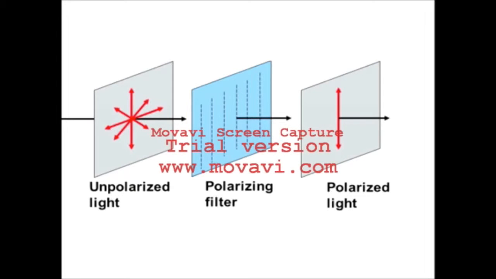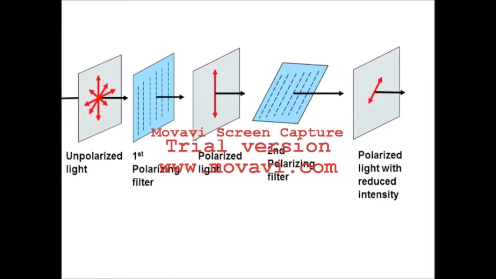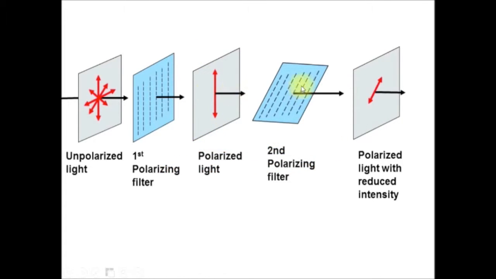Now, a pair of polarizers can be used to adjust the intensity of a light source. So first, only the vertical waves pass, and another angled polarizing filter reduces the intensity.